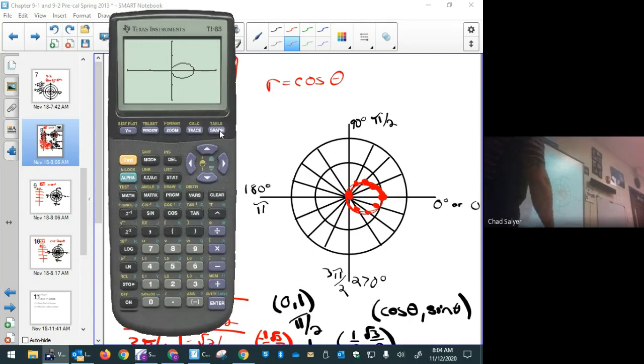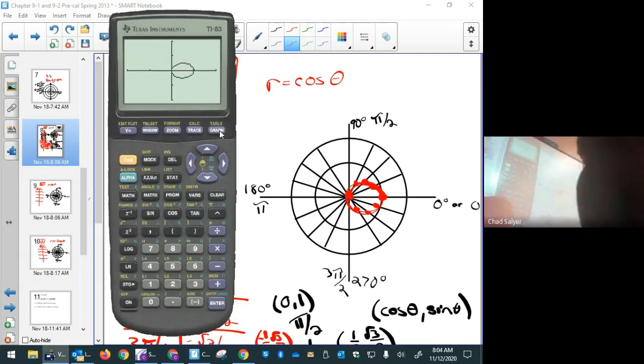It looks elliptical, but it's actually a circle because that screen is rectangular, not square. But all squares are rectangles, but not all rectangles are squares. This is a rectangle that has a longer x-axis than a y-axis. That's why you see that shape kind of stretched out.